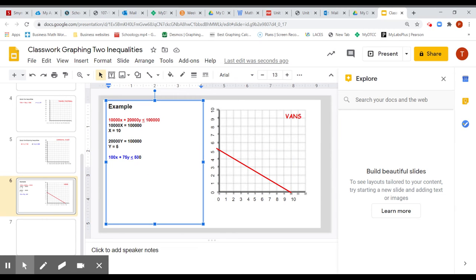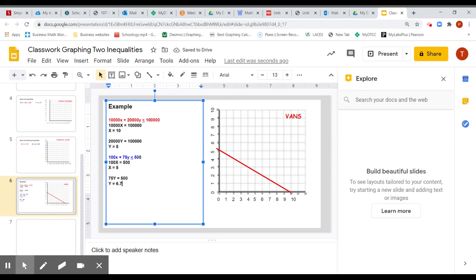Second equation, the blue equation, do the same thing. 100x, set it equal to 500. Divide 500 by 100. X equals 5. And then when I do 75y equals 500, 500 divided by 75, y equals 6.7.